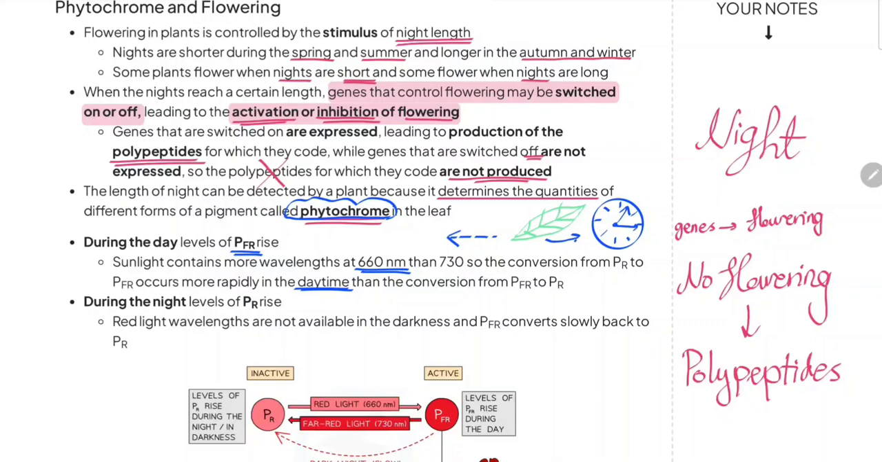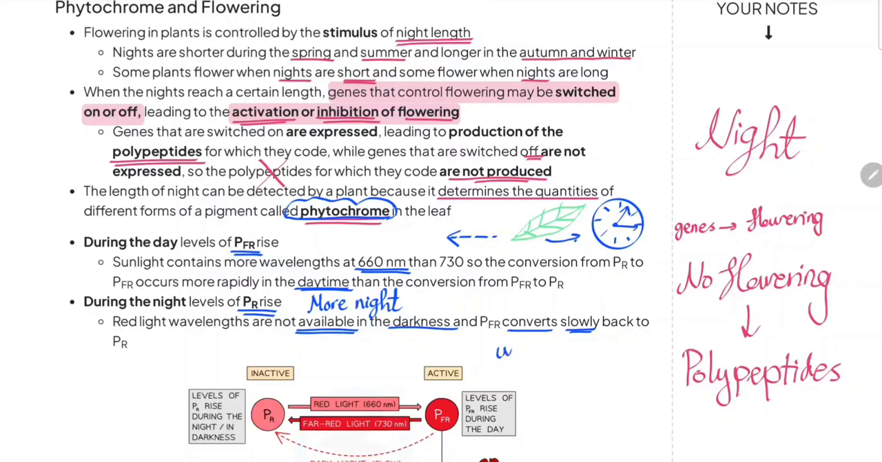Okay? During the night, levels of the PR rise. So when they know that the phytochrome R rises, this means that there is more night. Now it knows that we have more night today. I'm gonna decide whether I'm gonna flower or not. And this depends on different types of flowers. Red light wavelengths are not available in the darkness, and PFR converts slowly back to PR.